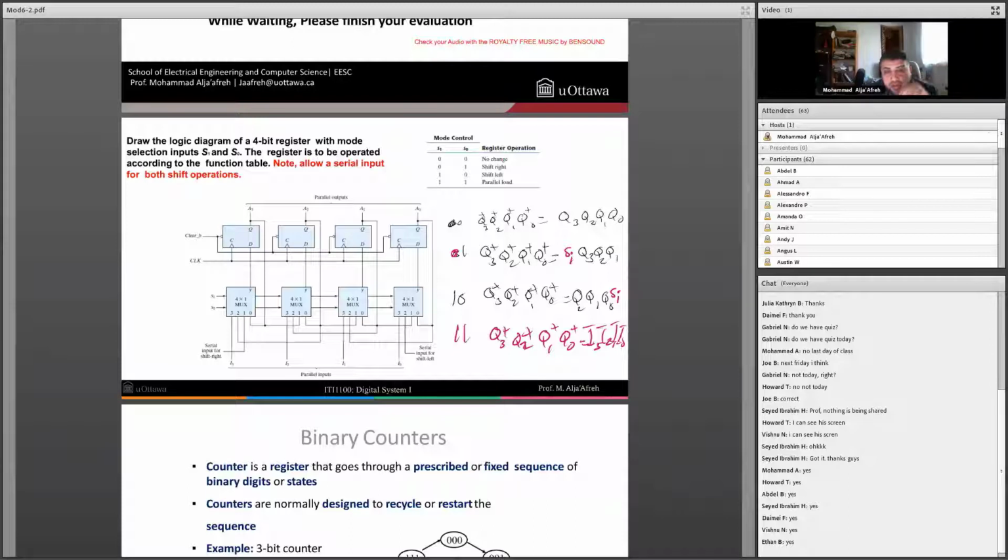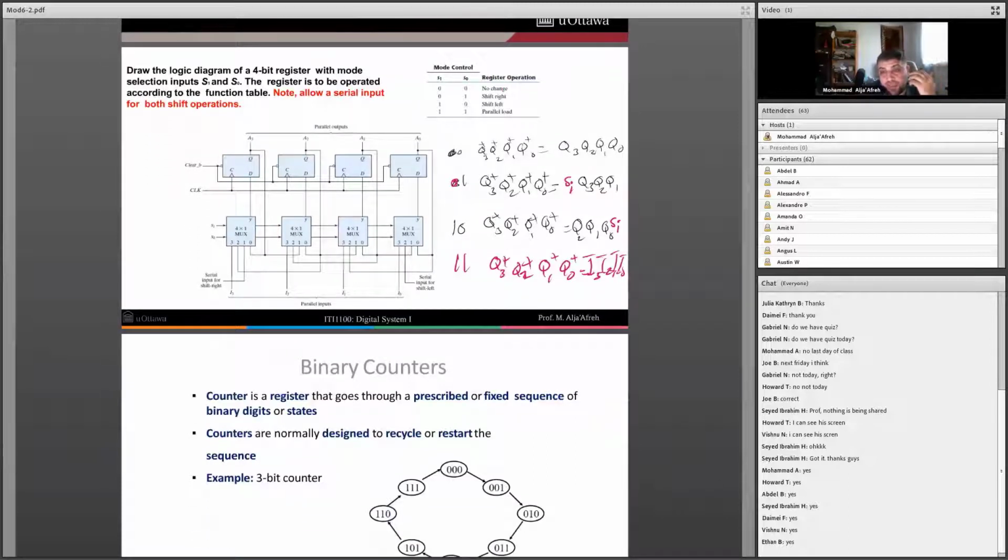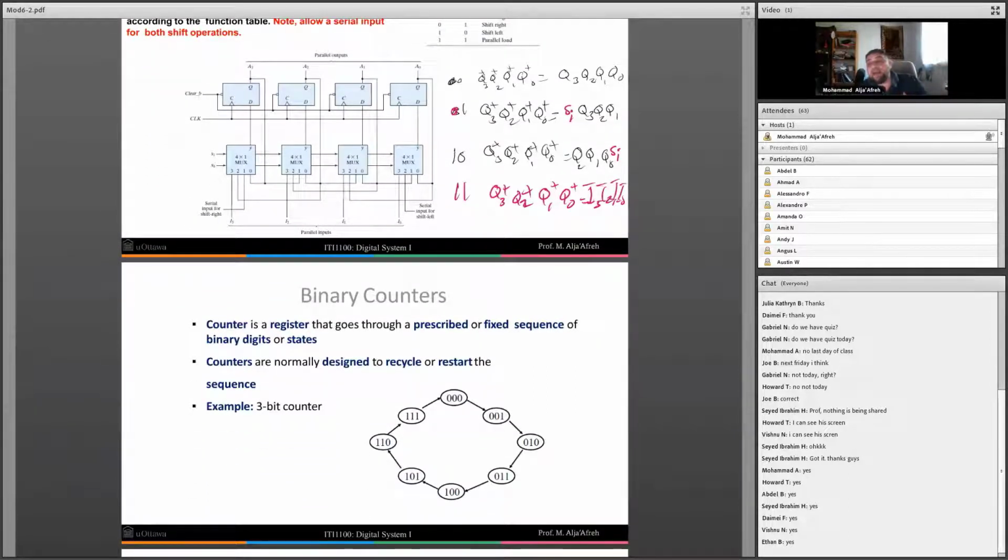All right, so let's move on to another topic. Binary counters are nothing except shift registers, but the way the next state is computed is that it is incremented by 1.